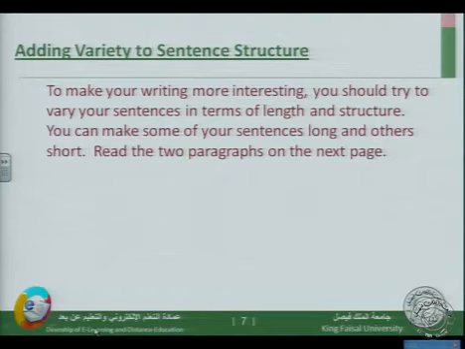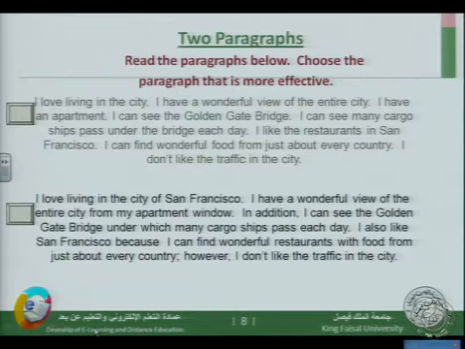First of all, why should we study these two topics? Why should we study the sentence structure? To make your writing more interesting, you should try to vary your sentences in terms of length and structure. You can make some of your sentences long and others short. Okay? Now let us read the two paragraphs on the next slide and page right here. Let us read it together, and try to read after me.